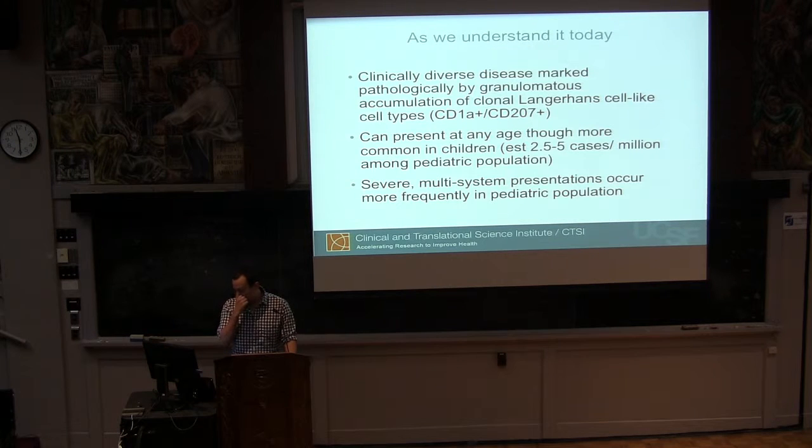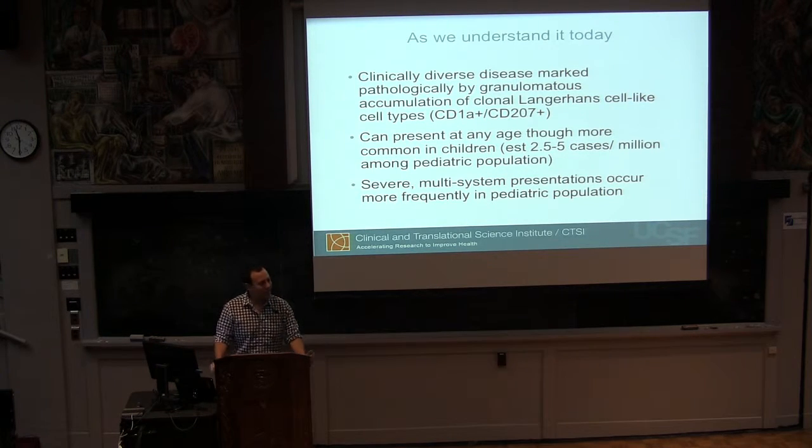And so, as we understand it today, we think of Langerhans cell histiocytosis as an accumulation of what are termed Langerhans cell-like cell types. Historically, and even today, the gold standard is still electron microscopy to look for Birbeck granules, but today often they'll do staining, CD1a and CD207, which are surface stains used to identify these pathologic cell types. Interestingly, this disease can present at any age.